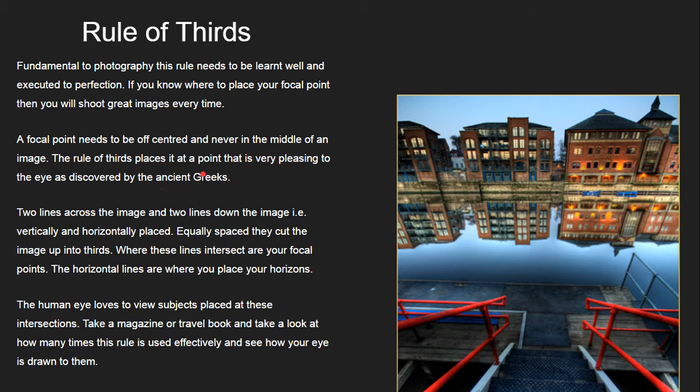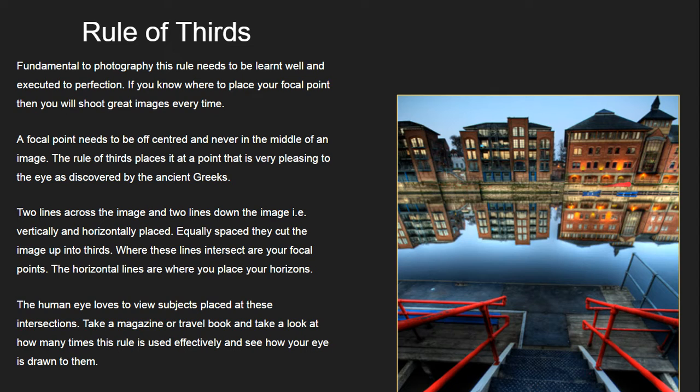Well, the ancient Greeks used something called the Pythagorean theorem, as you know, but a lot of their architecture and structures and art used this rule of thirds just to make things look good. Two lines across the image and two lines down the image, vertically and horizontally placed. Equally spaced, they cut the image up into thirds, as I was showing. Where these lines intersect are your focal points. The horizontal lines are where you place your horizons.